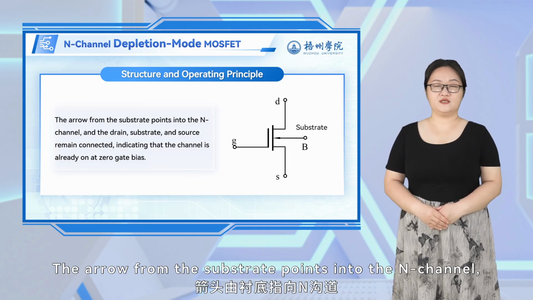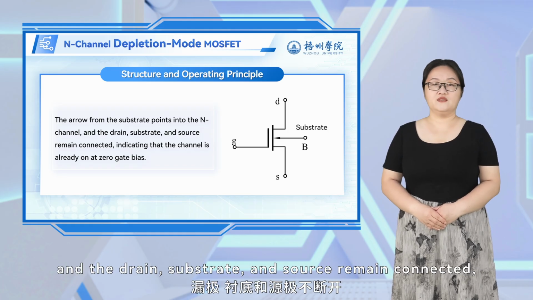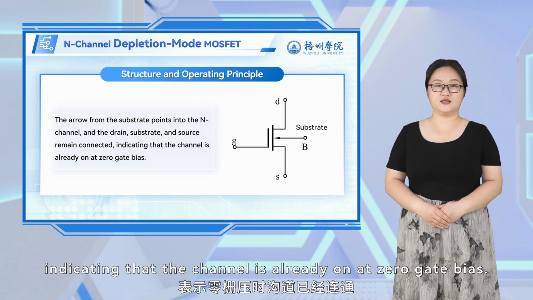The arrow from the substrate points into the N-channel, and the drain, substrate and source remain connected, indicating that the channel is already on at zero gate bias.